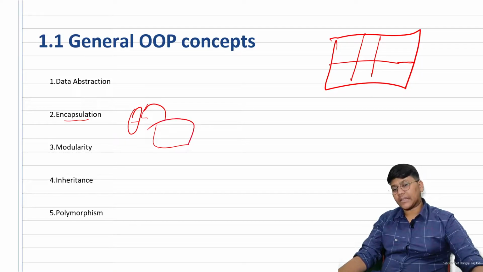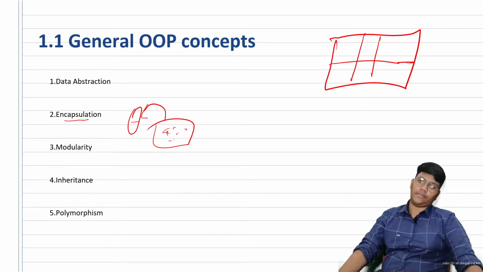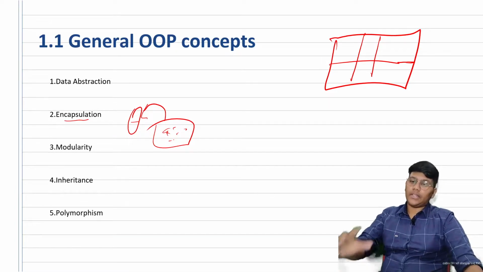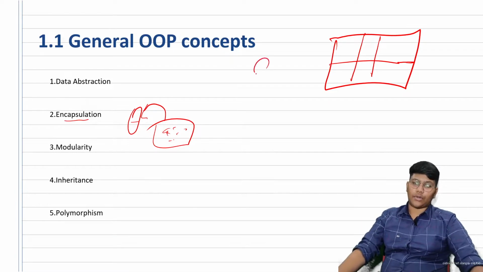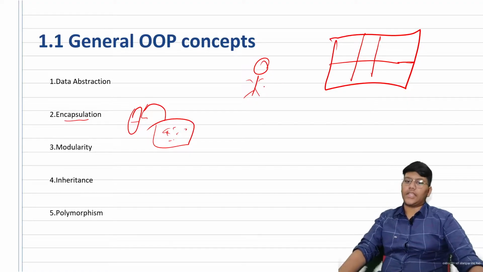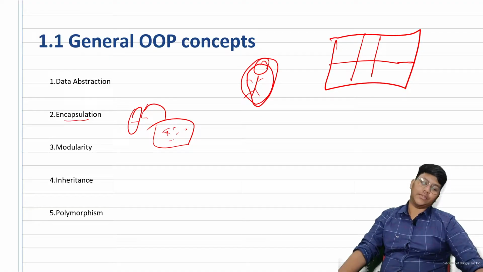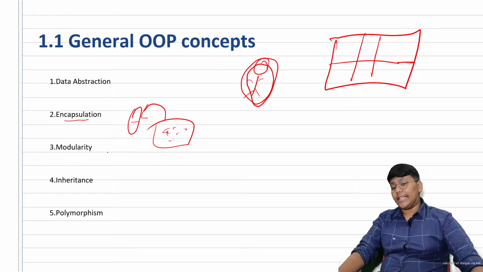Then comes encapsulation. Encapsulation is wrapping up of data as a single unit. Encapsulating, making something into a capsule. For example, like we discussed, if you are an object, there are a lot of things inside you. There are many organs, there are many chemicals inside you, that all are wrapped up as a human body. That is encapsulation.